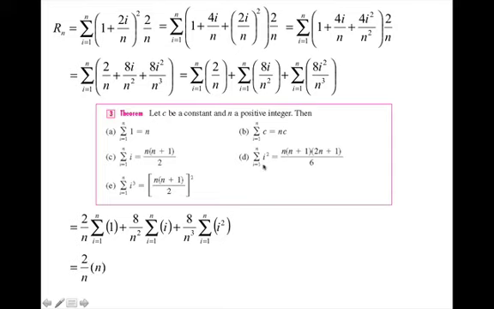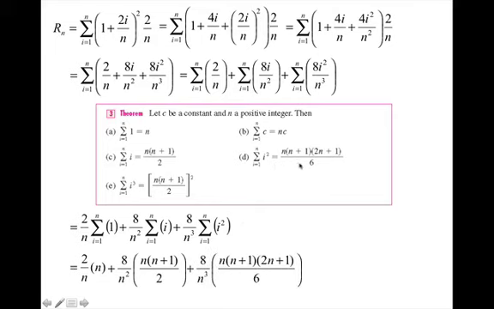So now what I'm going to do is transfer each one of them using that property. The first one matches property A, which is just n. So I replace this whole sigma with an n. This next one matches property C, so I'm going to replace this whole sigma with the one that matches property C. So it's going to look like this. Then for the third one, I'm going to replace the sigma with property D to get the following.